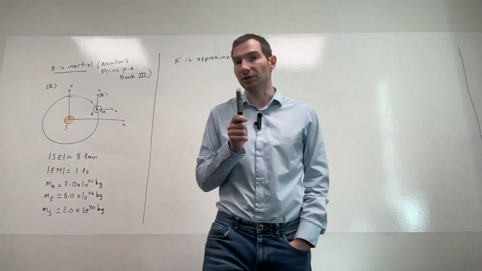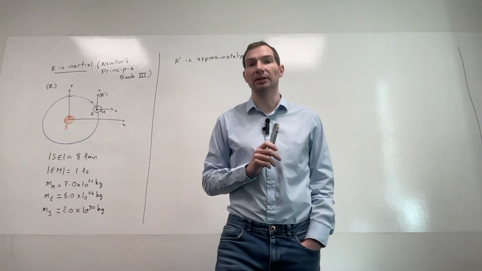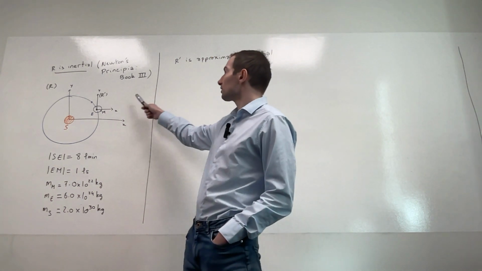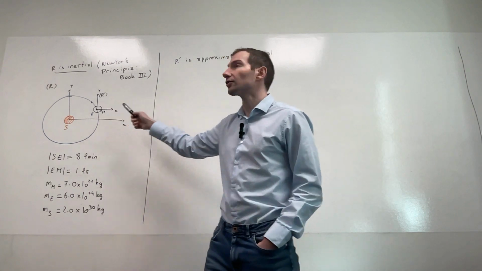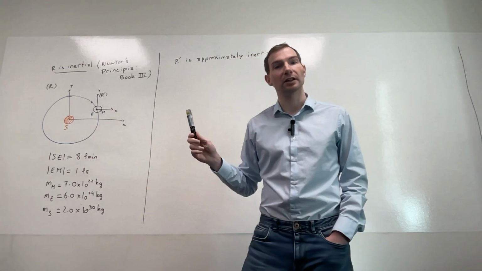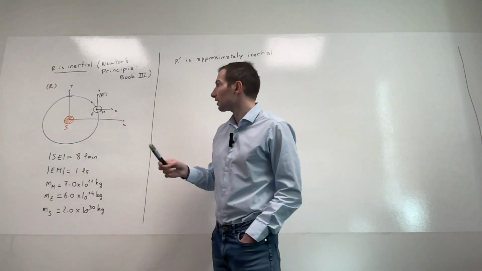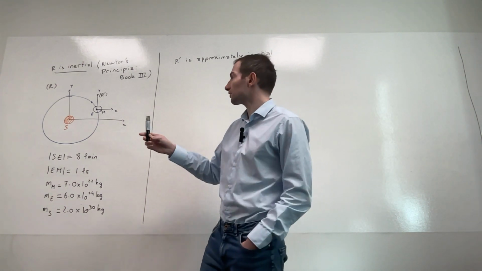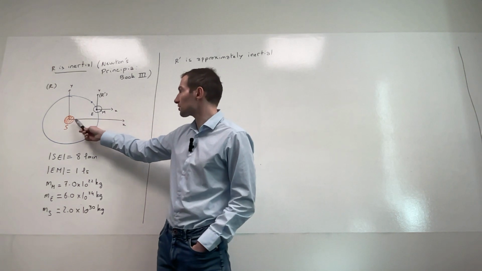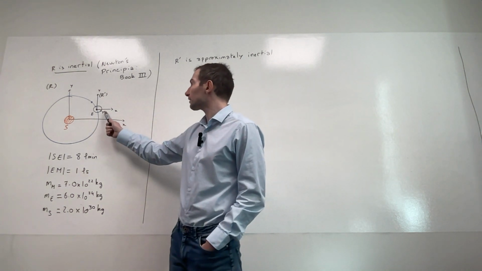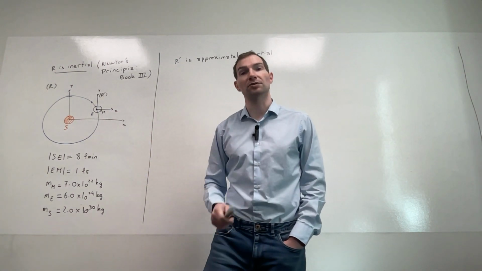Because the only reason why we can do this is if somehow R prime, the geocentric frame, turns out to be approximately inertial. And so that's what we are going to look at. The way we are going to look at it is by considering the Sun-Earth system in blue here, and then around it we are going to consider a satellite.